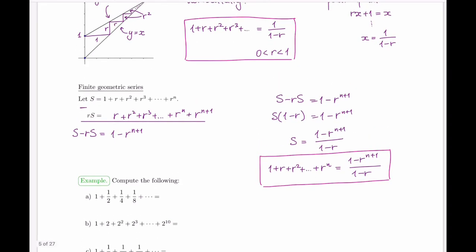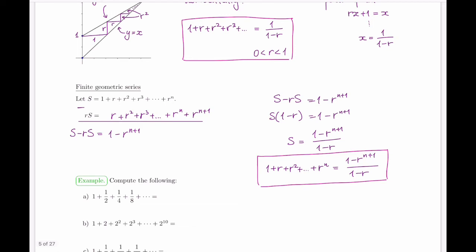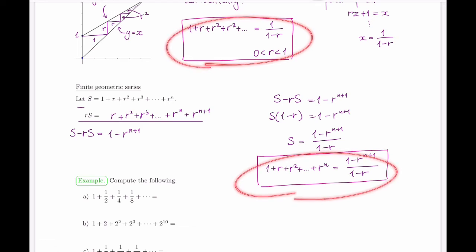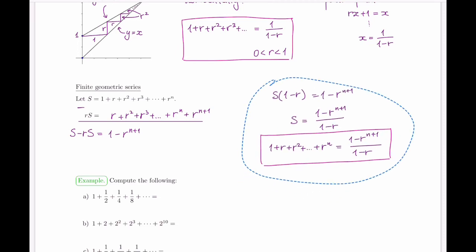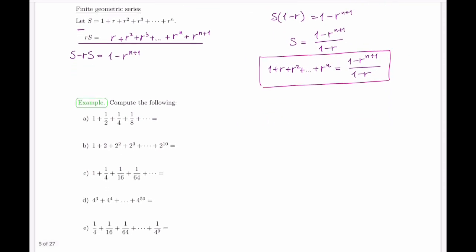Notice the differences and similarities between the two formulas, the infinite and the finite one. The denominator is actually the same. The differences are, of course, that the infinite sum goes on forever and we can compute it only for r between 0 and 1, whereas the finite sum stops, and apart from r equal to 1, we don't have any other restrictions on which r's can be used within this formula. So let's see how this works out in the examples below, and how we can utilize both of these formulas to compute some calculations.